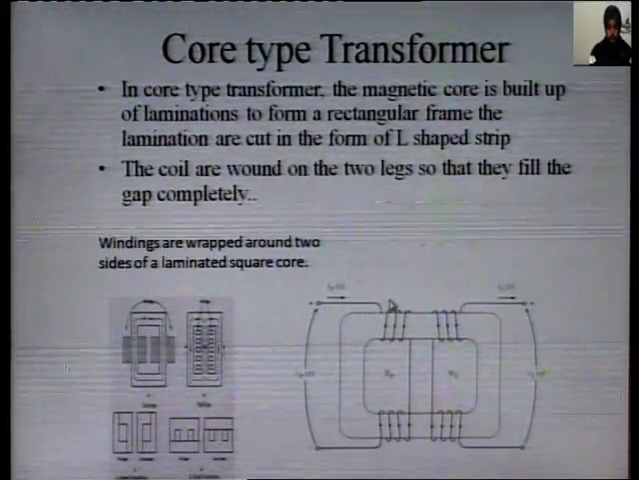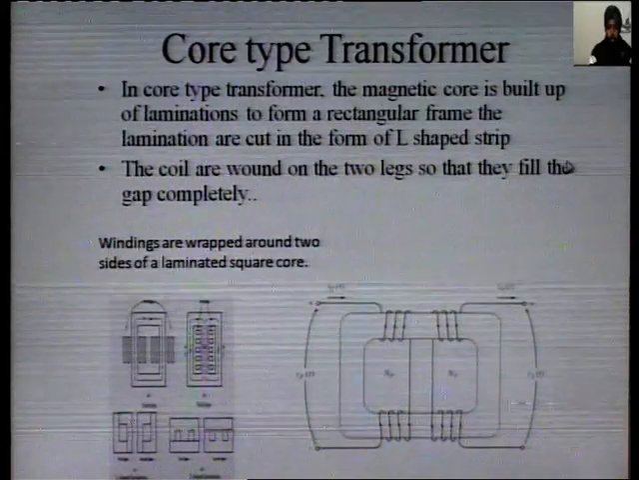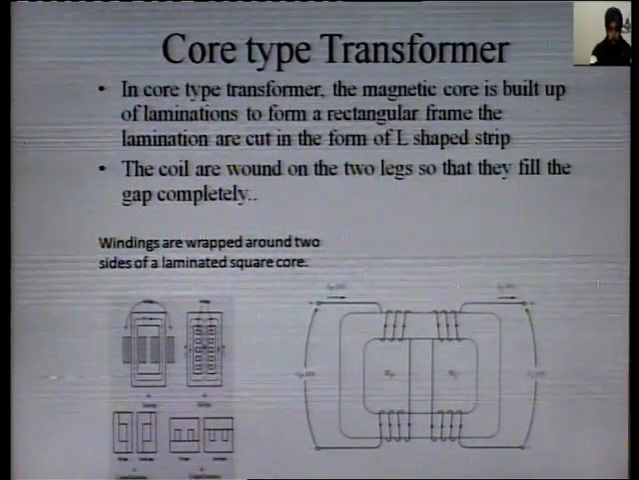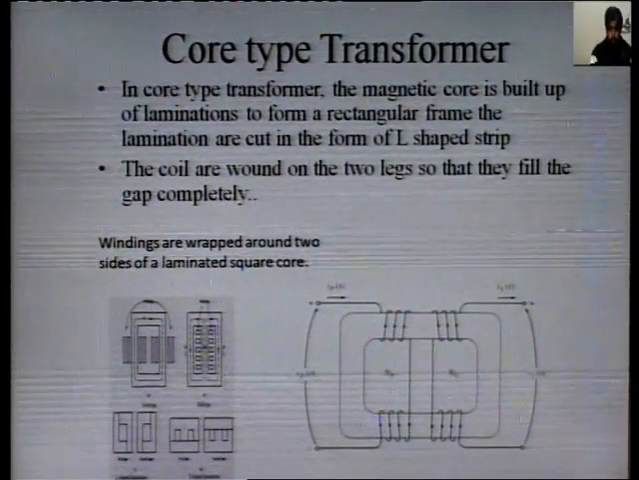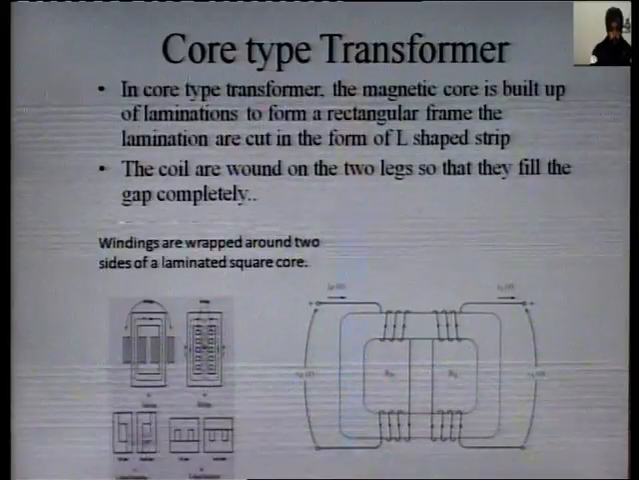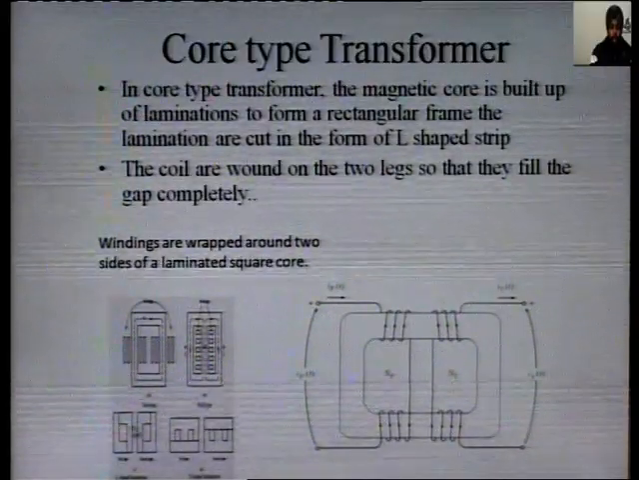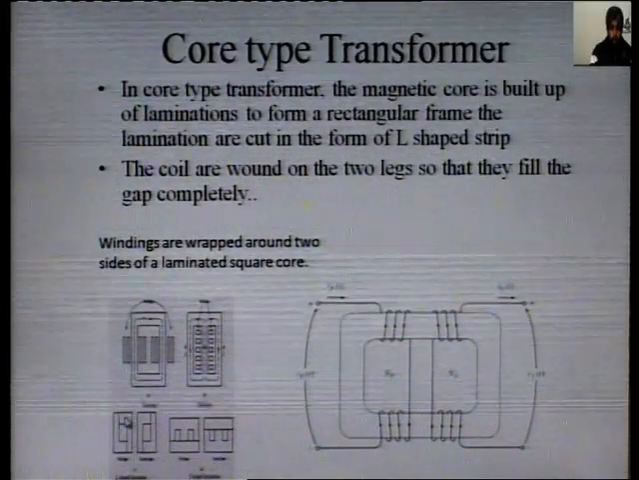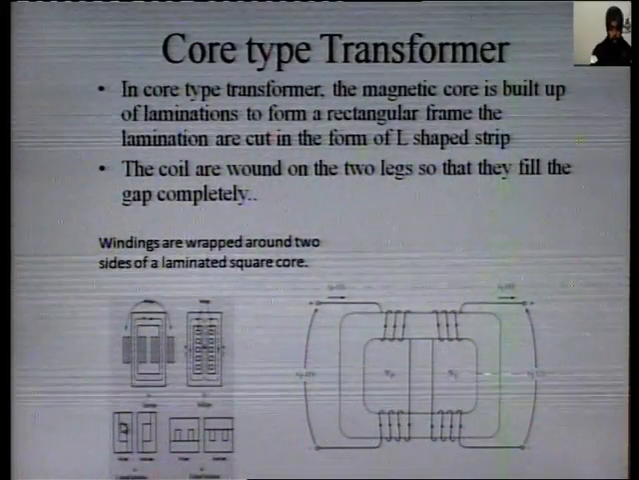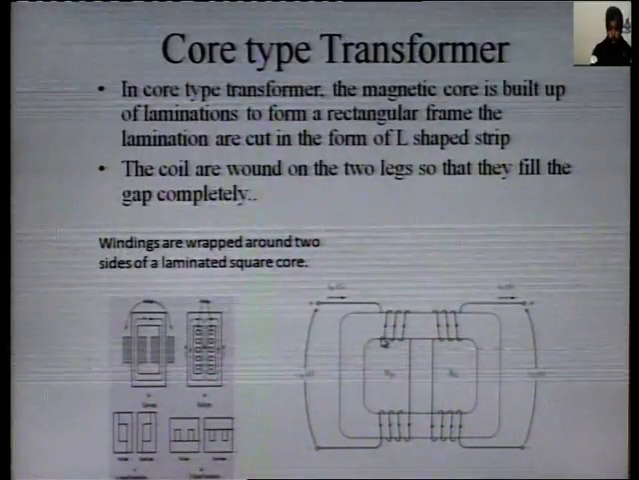First is the core type transformer. In the core type transformer, the magnetic core is built up of laminations to form a rectangular frame. The laminations are cut in the form of L-shaped strips. The coils are wound on the two legs so that they fill the gap completely. So in the core type transformer, the core is made of two strips of the shape L, and they are stacked alternately to reduce the air gap at the joint. So they form the core, and windings are wound on the two limbs of the core.